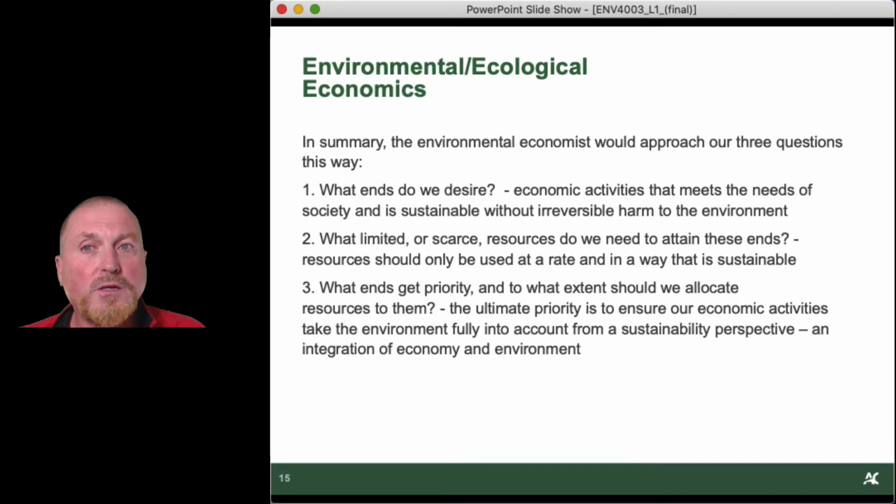Resources should only be used at a rate and in a way that is sustainable. Okay? What ends get priority, and to what extent should we allocate resources to them? The ultimate priority is to ensure economic activities take the environment fully into account from a sustainability perspective, an integration of economy and environment. Okay?